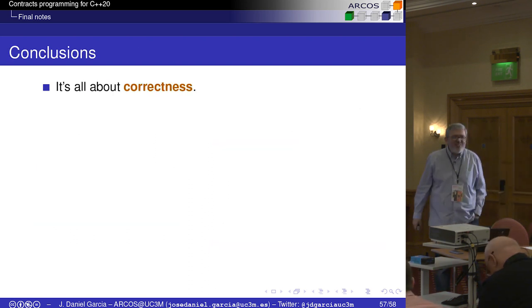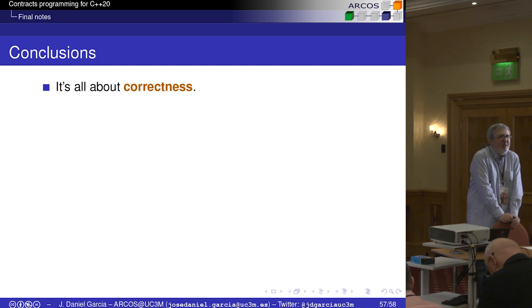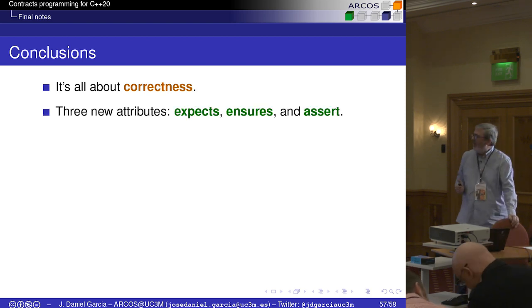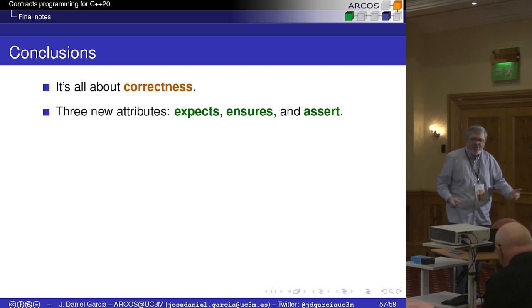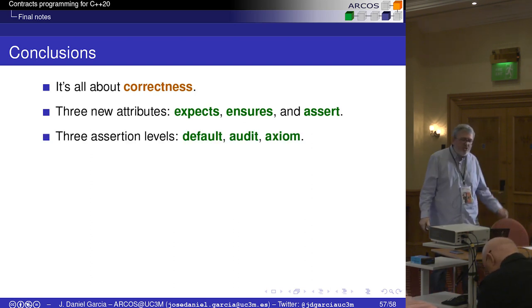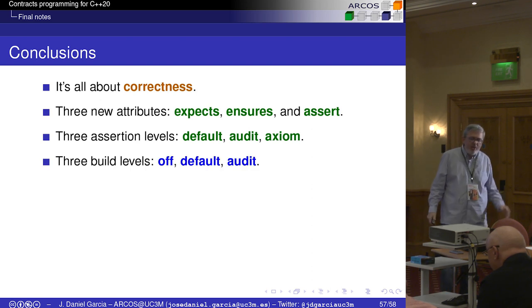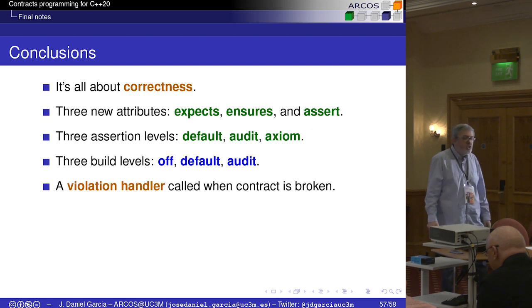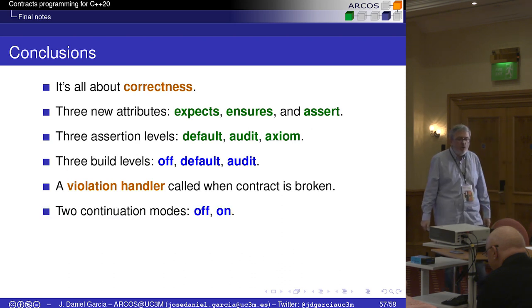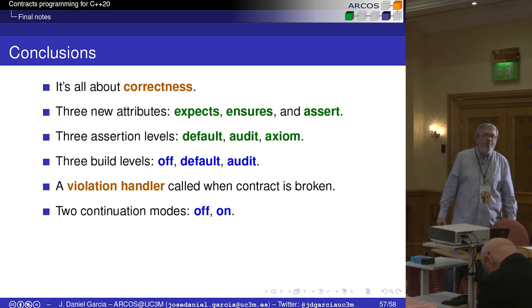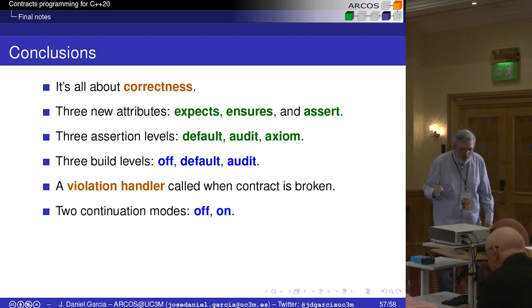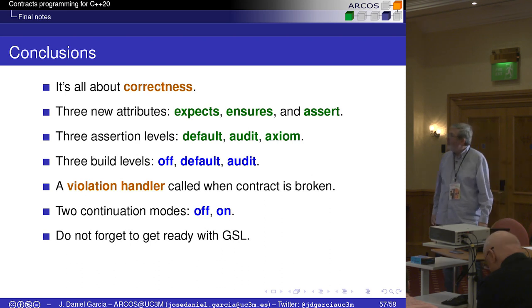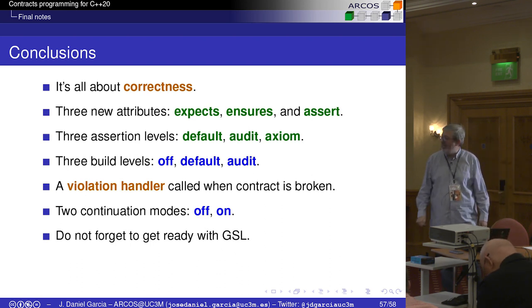So as conclusions, all this is about correctness, although it has some implications also in performance, safety, security. We have three new attributes: expects, ensures, and assert. Three assertion levels: default, audit, and axiom. Three build levels: off, default, and audit. A violation handler, to be called when the contract is broken. Two continuation modes: off and on. And do not forget to get ready with the GSL.